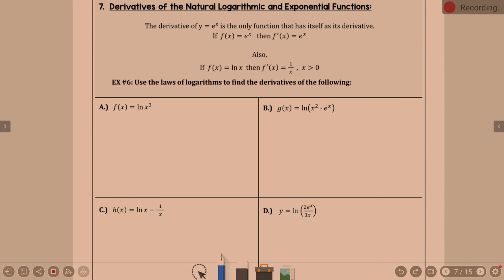Favorite derivative ever. The derivative of e to the x is e to the x. It's the one and only derivative that is itself. So the derivative of y equals e to the x has itself as its derivative. So if f of x equals e to the x, then f prime of x equals e to the x. Okay, easy enough. The other one we're learning, if f of x equals the natural log of x, then the derivative of the natural log of x is 1 over x. Okay, yes?